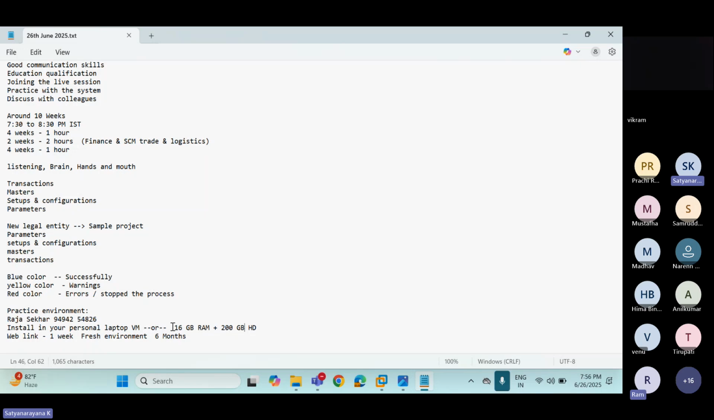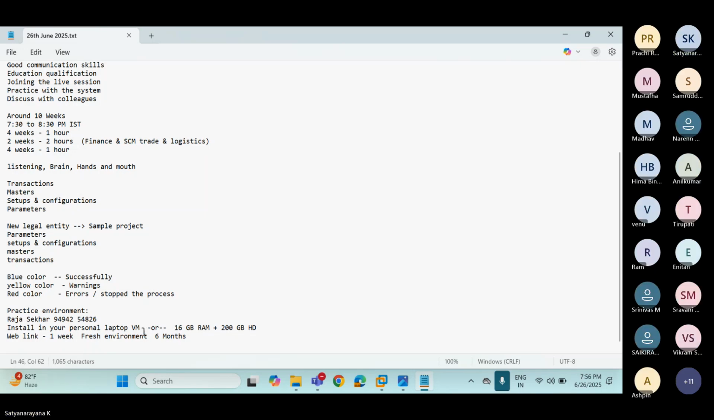Free space, 200 GB hard disk. Okay, this guy will validate better rather than me. Better to call this guy. He will help you a lot about this installation environment availability.